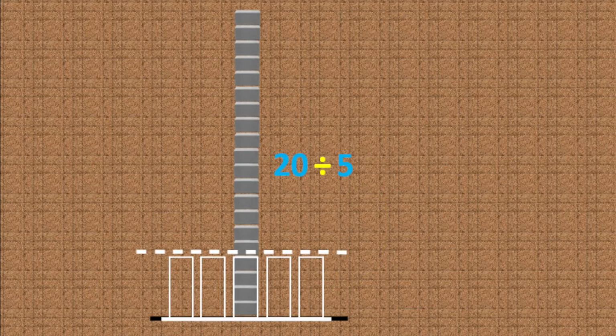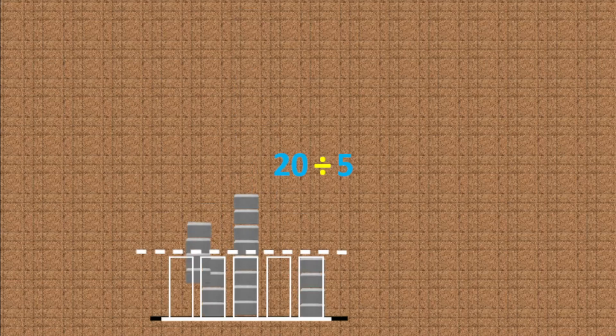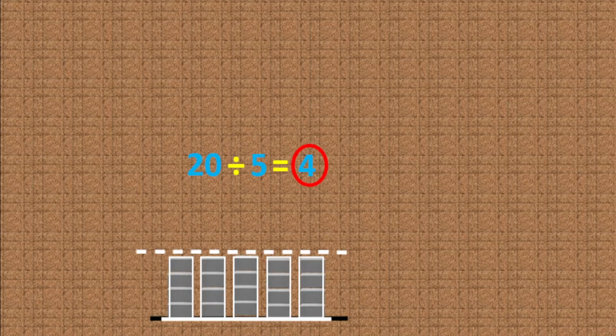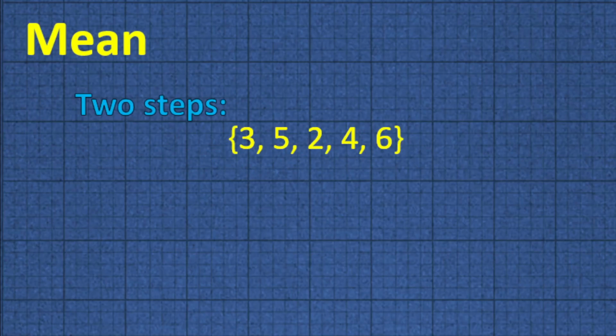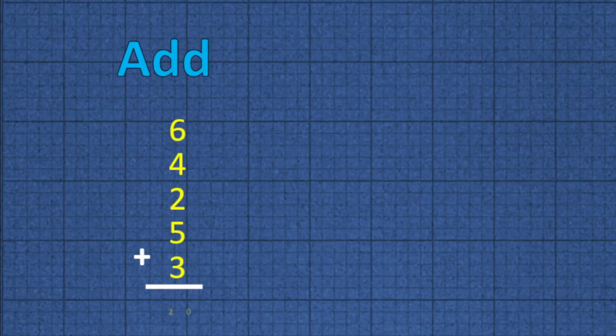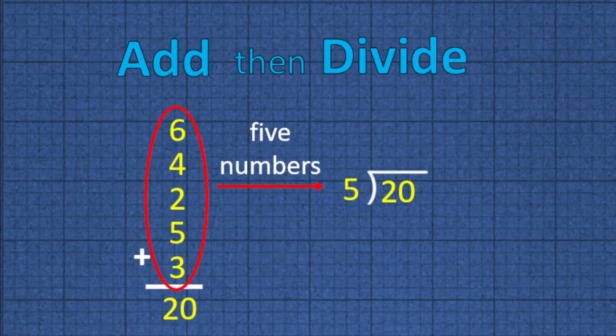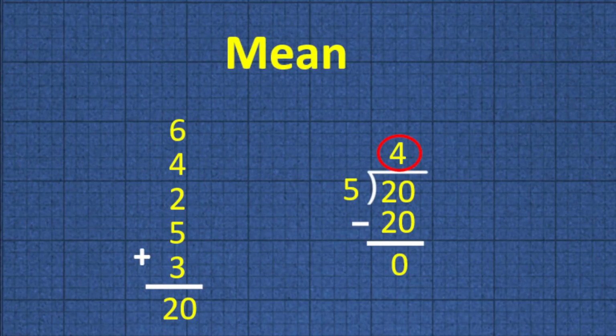Since the stack has a total of 20 blocks, dividing it into 5 equal stacks means that we'll have 4 in each. So 20 divided by 5 equals 4. So that's the math procedure you use to find the mean of a dataset. It's just two simple steps. First, add up all the numbers in a set, and then you divide the total by how many numbers you added up. The answer you get is the mean of a dataset.